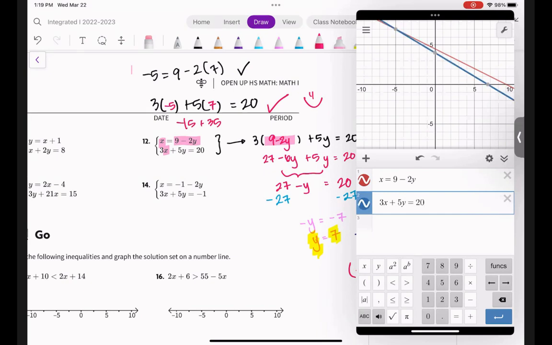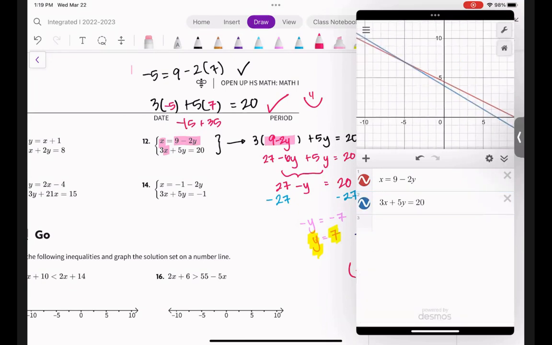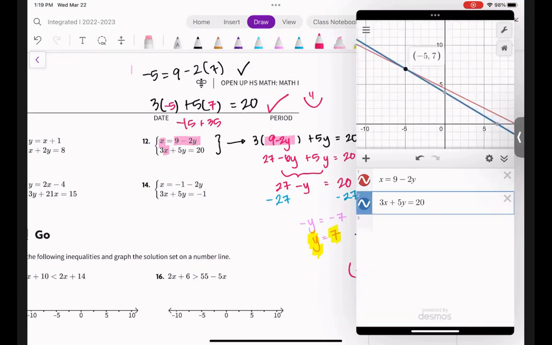So take a second to make sure that you're absolutely correct. 3x plus 5y equals 20. x equals 9 minus 10y. Okay, how does this help me? This gives us a visual representation of them intersecting, and if you quickly look up, it says -7 for the y, and it says -5 for the x. Very good. So I'm going to click on that to get my intersection point. It's -5, 7.